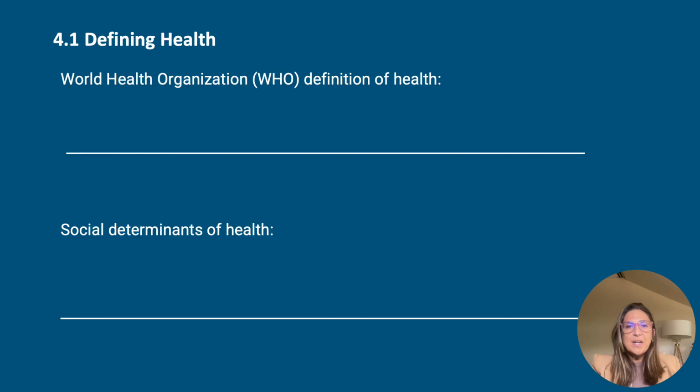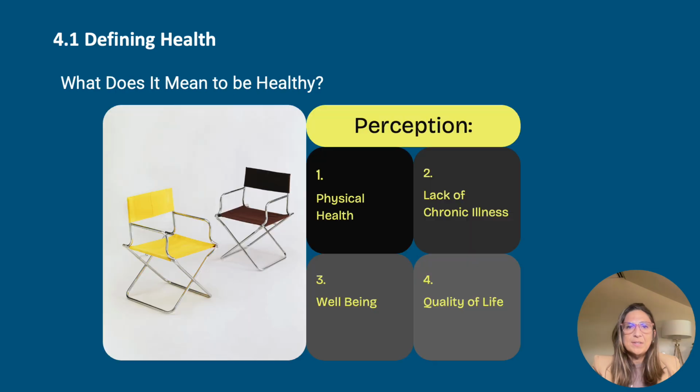The World Health Organization's definition of health is a state of complete physical, mental, and social well-being, and not merely the absence of infirmity. When we're talking about social determinants of health, these are the conditions in the environment where people are born, live, learn, work, play, worship, and age, and that affects a wide range of health, functioning, and quality of life outcomes and risks.